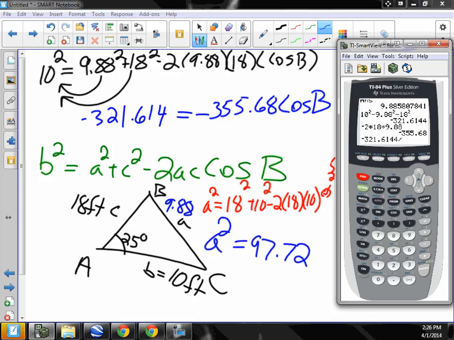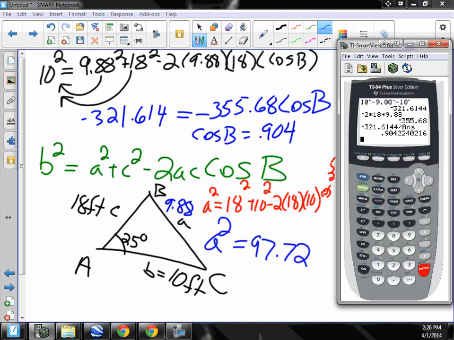Divided by the answer, and I get the cosine of B equals 0.904. So now I simply invert the cosine. So angle B is 25.28. And then you do 180 minus 25 minus 25.28, so it's going to be 129.72, somewhere close to that.